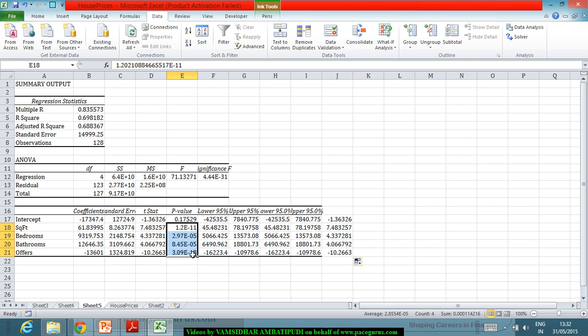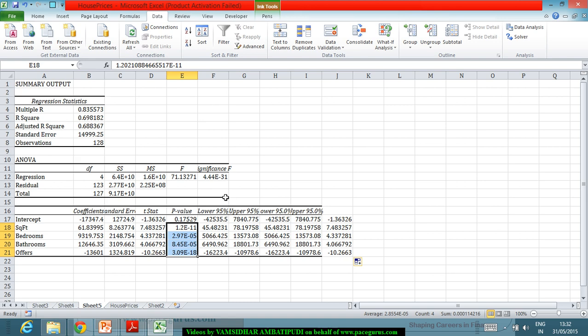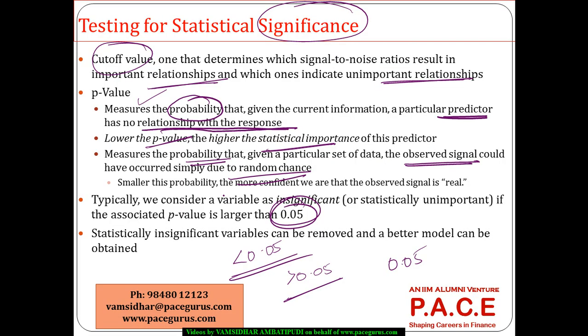But in case in any model, if I see that one or two or three variables are insignificant, then it's always better that I remove them, right? Once I remove them, I can get a much better model out of that. So statistically insignificant variables should be removed, and after that the model needs to be rerun to get a better picture of the relationships.